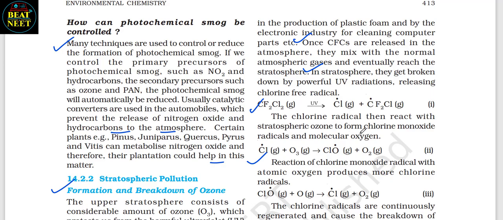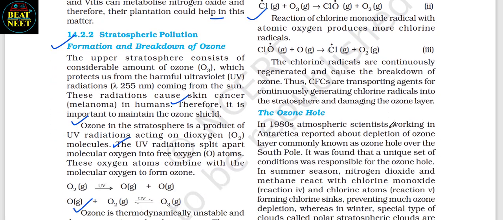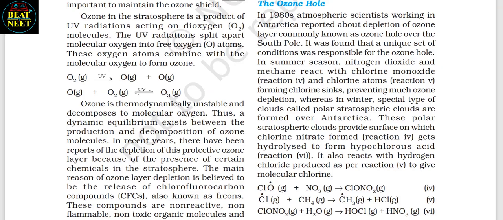Reaction of chlorine monoxide radical with atomic oxygen produces more chlorine radicals, that is ClO radical plus O gives out chlorine radical plus O2. The chlorine radicals are continuously regenerated and cause the breakdown of ozone. The CFCs are transporting agents for continuously generating chlorine radicals into the stratosphere and damaging the ozone layer.